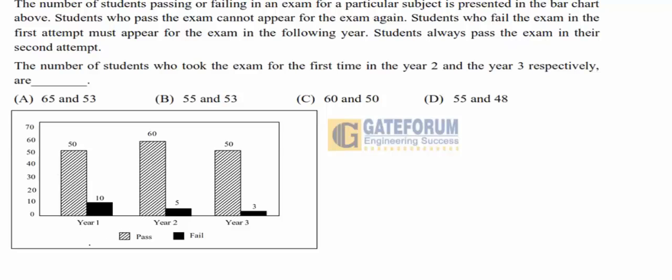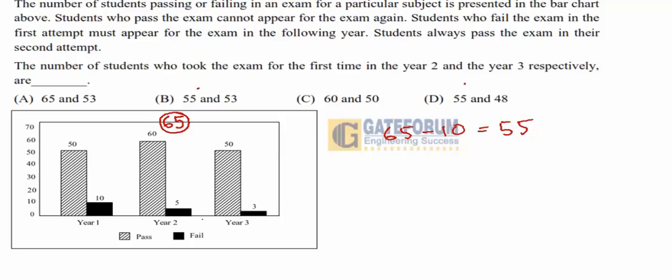See, in the first year, the number of students who passed is 50. So they have passed out. But these 10 students failed. So naturally, these 10 students must be a part of this 65 students who have appeared for the exam. See, 5 have failed, 60 have passed. So 65 appeared. But out of this 65, these 10 were also there, because they had to appear for the exam the second time. So the number of new examinees would be 65 minus 10. That is equal to 55. So we immediately know that only this option and this option is correct.